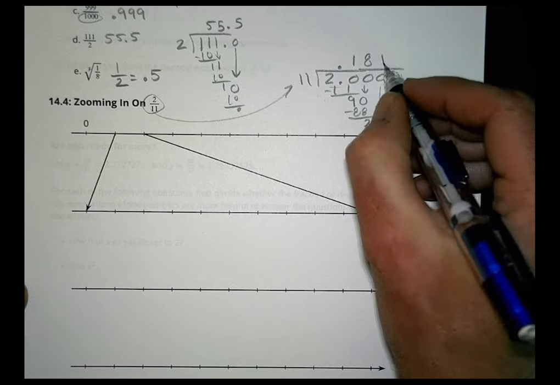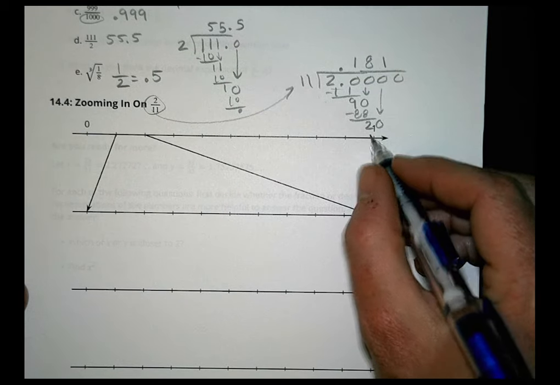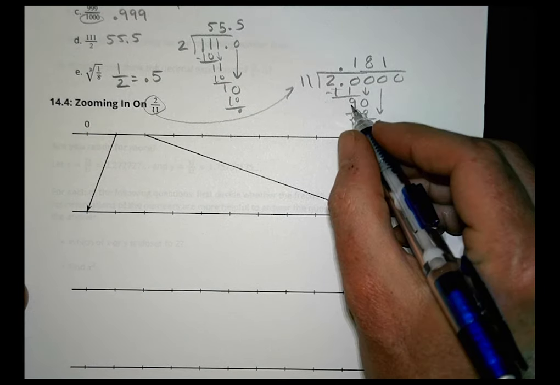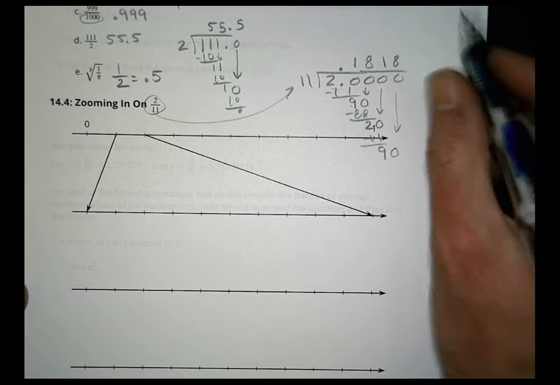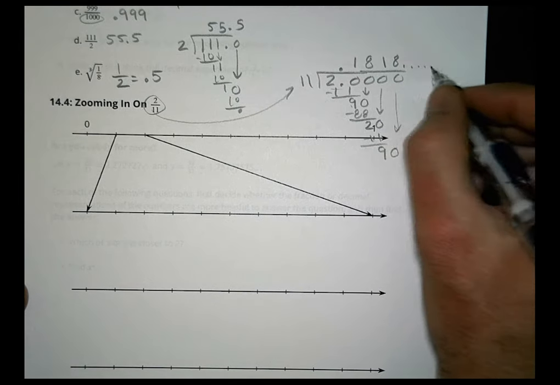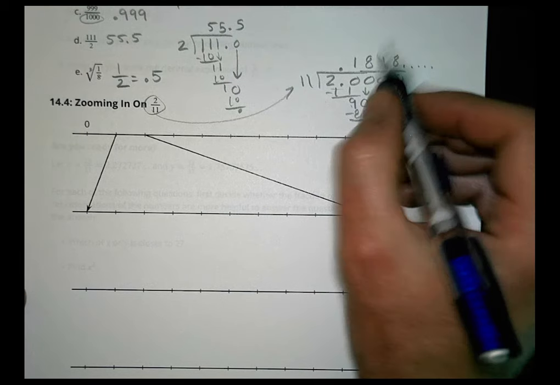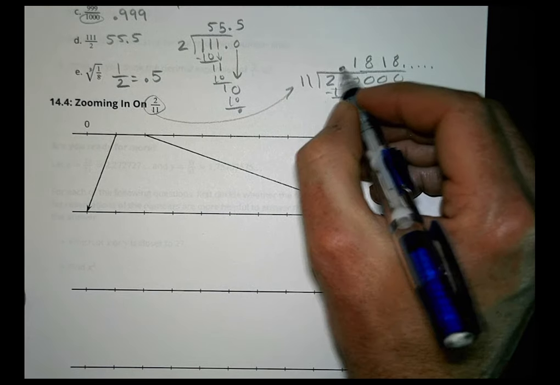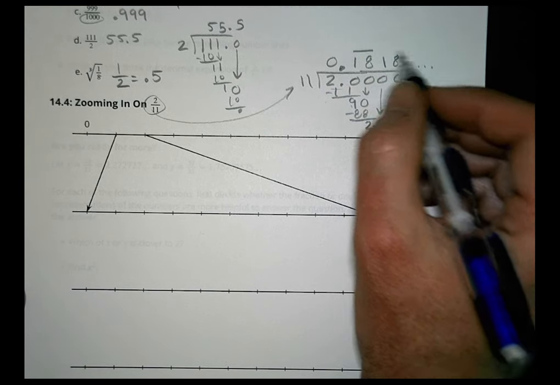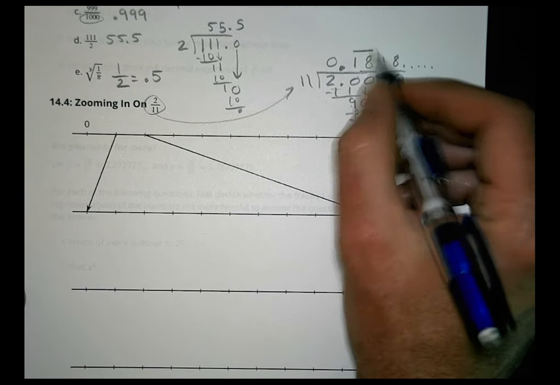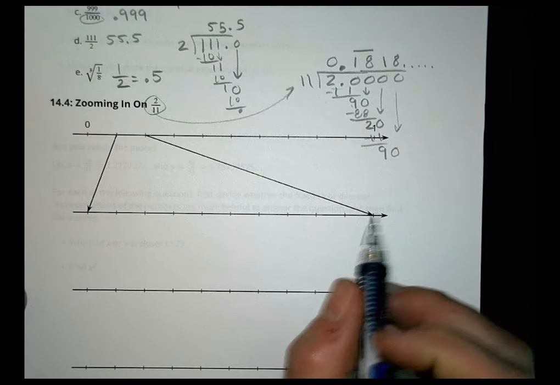So we have a 1. 1 times 11 is 11, we subtract, we have a 9 again, bring down the 0, and we're back to an 8. And what we see is that this continues to repeat again and again and again. When we write this out, we would actually write it as 0.18, and we put this bar over the 1 and the 8 because that part is going to continue to repeat forever and ever.